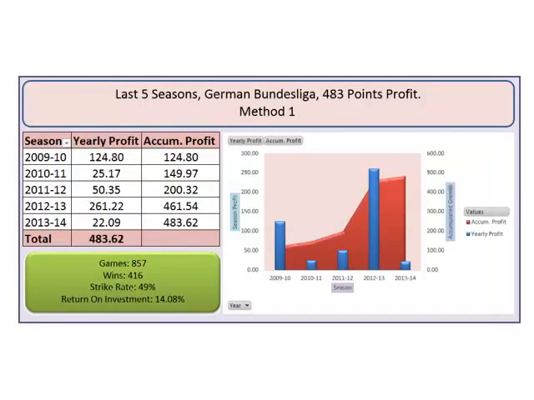Now we're just comparing the German league, with Method 1, which you just saw I did with the Barclay league. This here is not quite 200 points better using this method, and we used fewer games, only 857 games, with a 49% strike rate. The important thing using Method 1 in the German league is the 14% return on our money. So double what we made in the English league we did in the Bundesliga, and you can see there are no losing seasons at all.